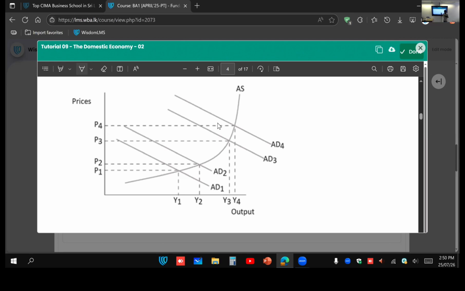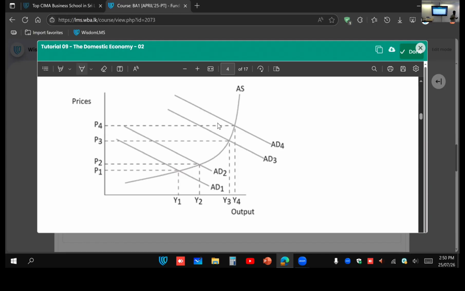If you are the government, if you have the authority as the government, is this good or bad? This is good. Why? Using a small change in price. Now all this happens, why? I change the aggregate demand. So how can I change the aggregate demand?